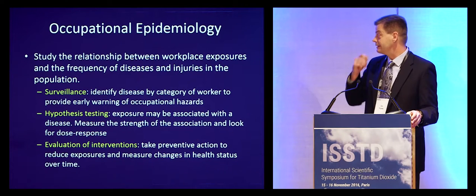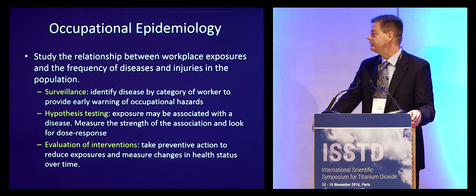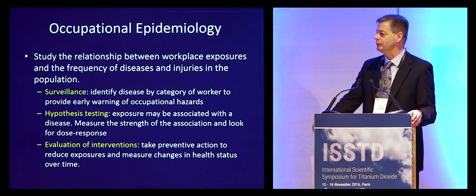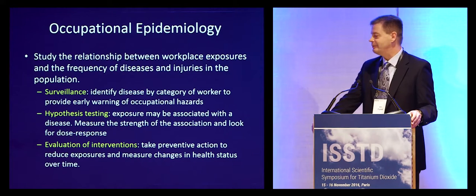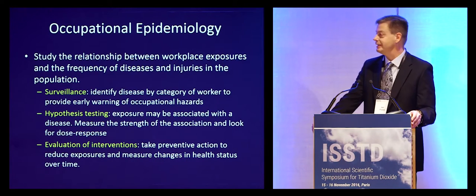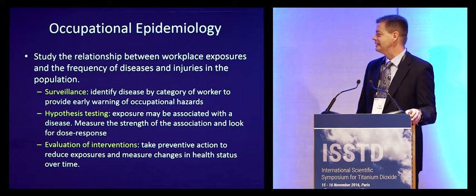So there are three components to occupational epidemiology. There's surveillance, in which you're just trying to identify diseases by different categories of workers and looking for early warning signs of occupational hazards. Hypothesis testing, that's what we did with our titanium dioxide studies. You wanted to test the hypothesis that some exposure may be associated with the disease.